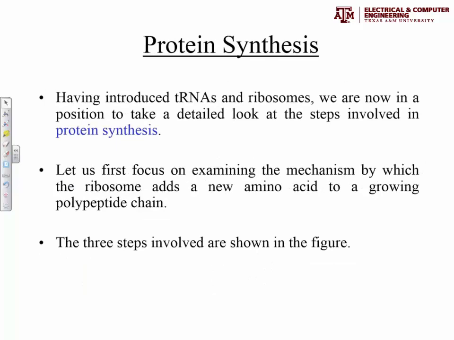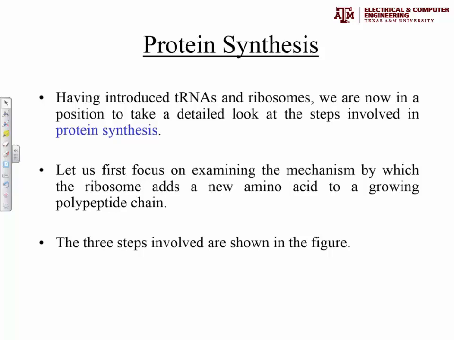Having introduced transfer RNAs and ribosomes, and having talked about the small and large ribosomal units, we are now in a position to take a detailed look at the steps involved in protein synthesis. There are three things here: how does protein synthesis start, how does it end, and in between, how do you elongate a protein chain, one amino acid at a time. So let's say we have started protein synthesis and now we just want to elongate. That's what we'll focus on first.